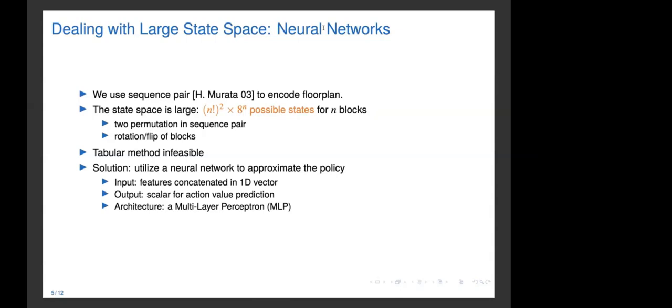For the neural network, the input will be all the features concatenated into a 1D vector, and the output is always a scalar as the action value prediction. Given the input and outputs, we decided to use a simple multi-layer perceptron as the main architecture.